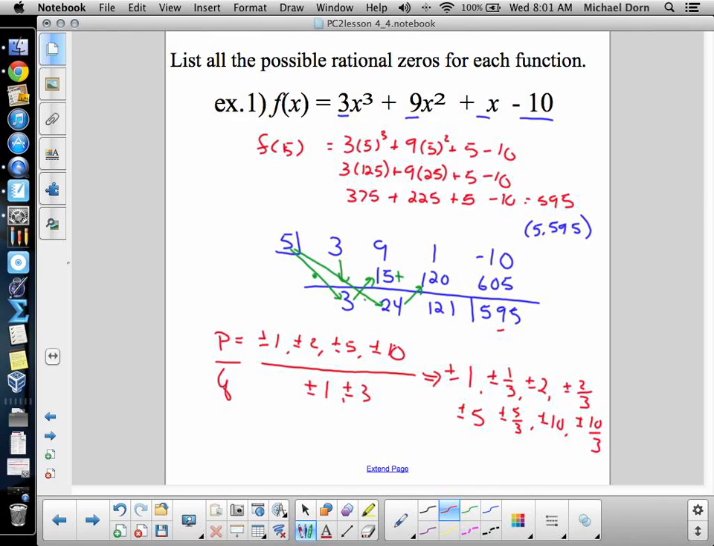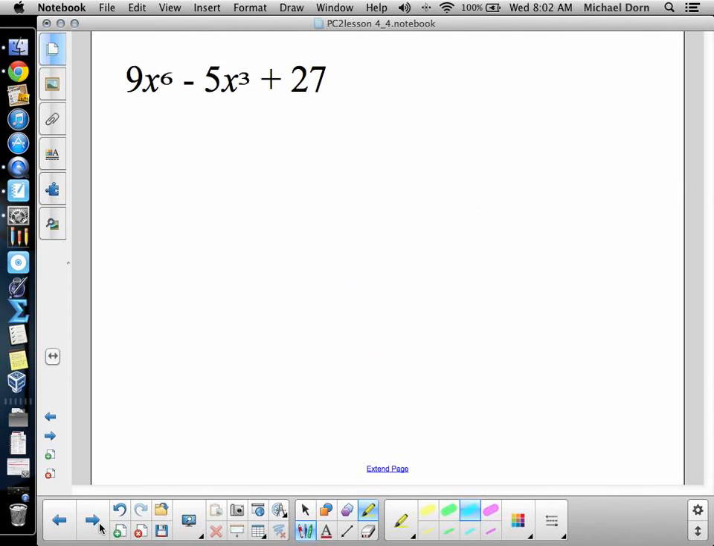Factors of negative 10. Factors of 3. So the P, here, I'll highlight them. The P comes from the negative 10. The Q comes from the negative 3. Okay? So P comes from the constant term. The Q comes from the leading coefficient. But this one isn't define the roots, it's just list. Let's just list the possible rational roots for this. We don't want to solve it, we just want to list it.